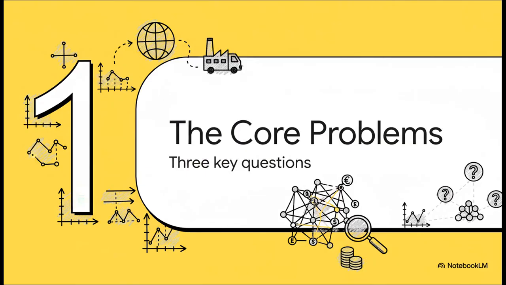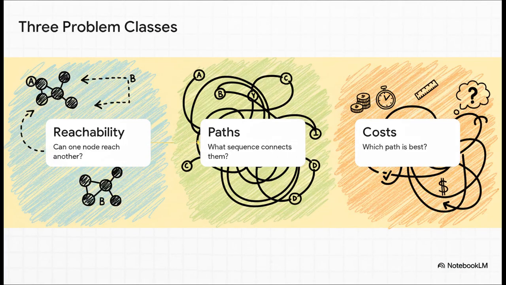All right, let's start by simplifying things a bit. You might think there are endless problems you could solve with graphs, from analyzing complex networks to global supply chains. But what's so fascinating is that pretty much every single one of them can be boiled down to just one of three key questions. First up, you've got reachability.